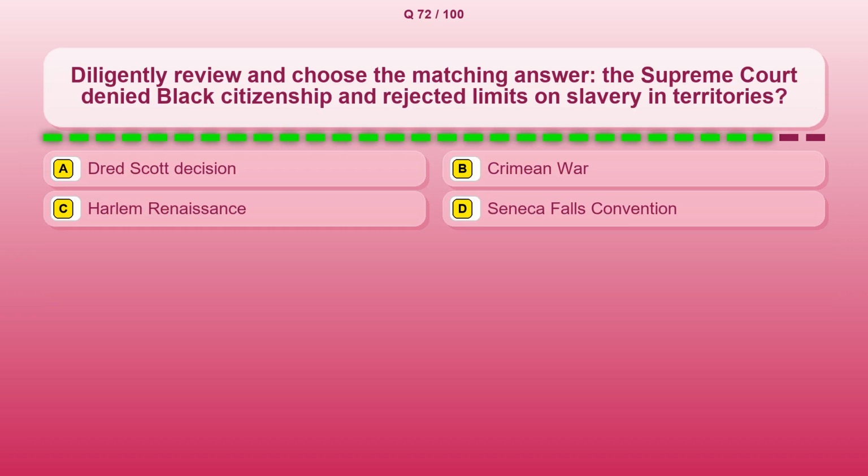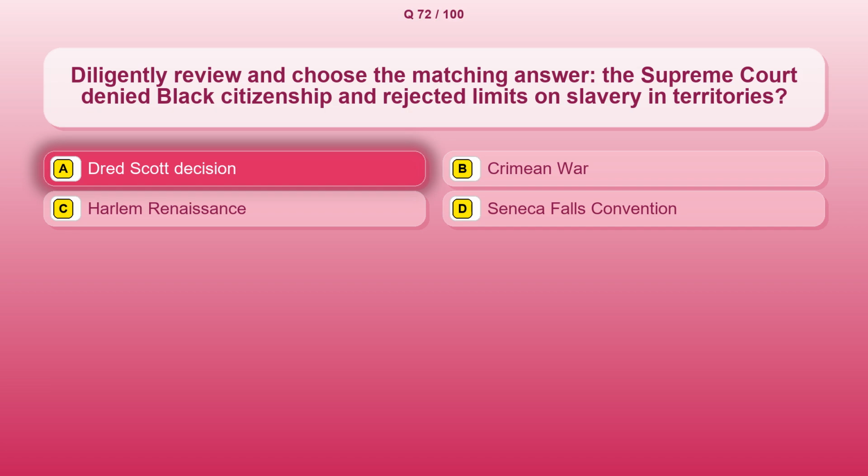Question 72. Diligently review and choose the matching answer. The Supreme Court denied black citizenship and rejected limits on slavery in territories. Option A. Dred Scott decision. Option B. Crimean War. Option C. Harlem Renaissance. Option D. Seneca Falls Convention.